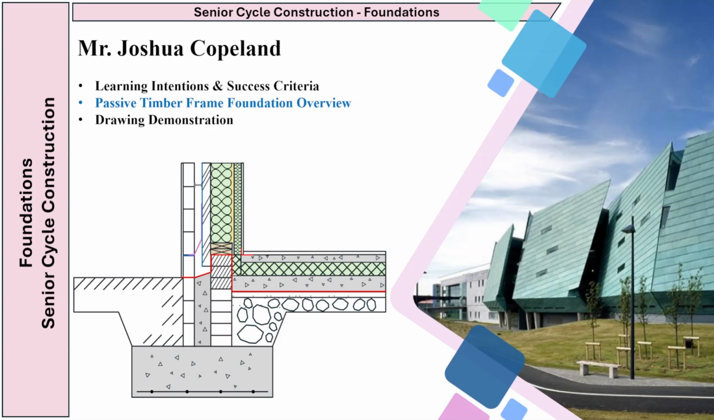We learned that passive standard timber frame foundations use continuous insulation and airtight detailing to prevent heat loss, and that compared to a passive concrete foundation, they're lighter, faster to build, and very well insulated, but lack the thermal mass that concrete provides.